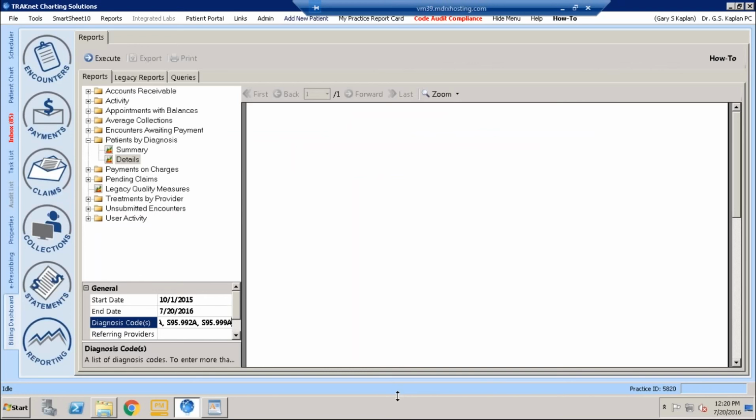I'm not actually going to run this because this is one of my clients' TRAKnets, and I don't want to pull up their patient information, but you would click the execute button right here, and this would generate a list of all of your patients that have primary diagnoses for an arterial study. After you do that, you can click the export button, and that's going to export it to an Excel spreadsheet. You could also print it right from here if you wanted to.